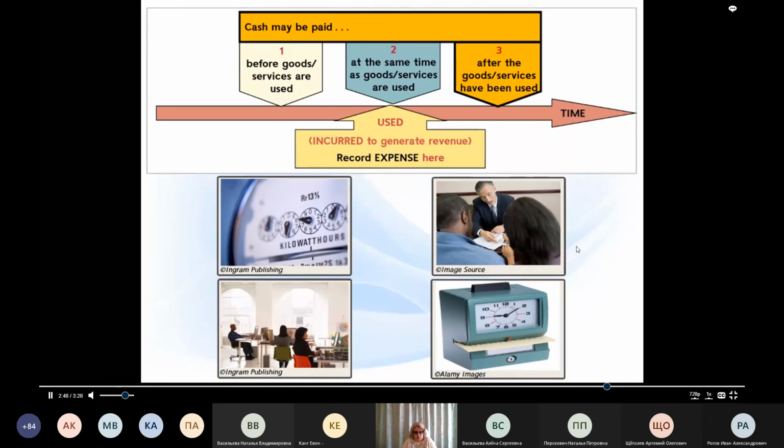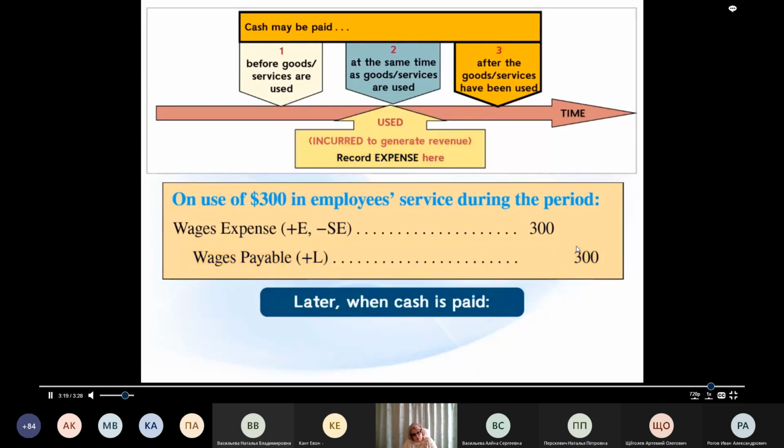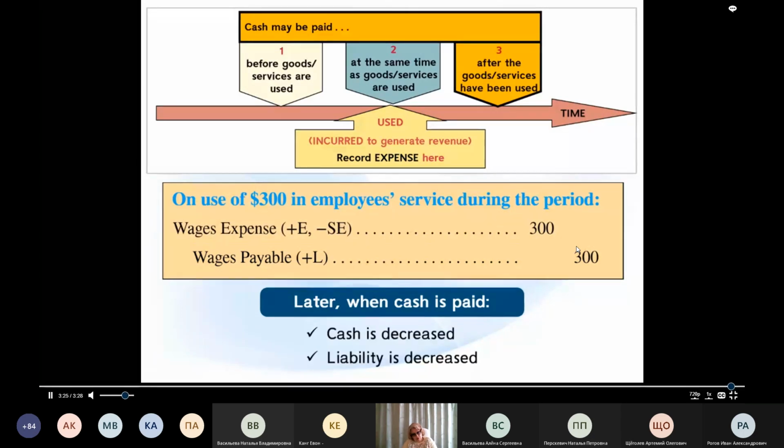Let's assume that Deanna's company has not yet paid its employees the $300 owed for work performed during the last week of the accounting period. They will be paid the following Monday. An expense has been incurred because the related services delivered to the company by its employees were used to generate revenues during the accounting period. Since Deanna's company has used the services, it records the expense. It also creates a liability, wages payable, representing the amount owed to its employees. Later, when the company pays its employees for this work, the cash account will be decreased and the liability account will be decreased.